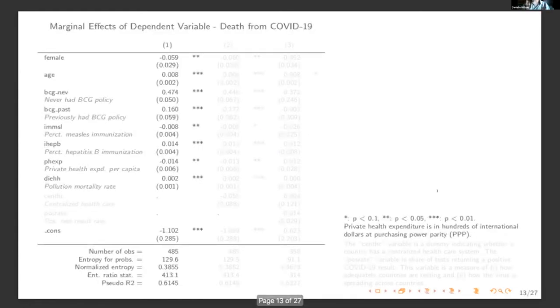The marginal effect of this primary model is as follows. The largest marginal effect came from the BCG vaccination policies. An individual who had lived in a country that had never enforced or implemented a BCG vaccination policy was about 47% more likely to pass from COVID.